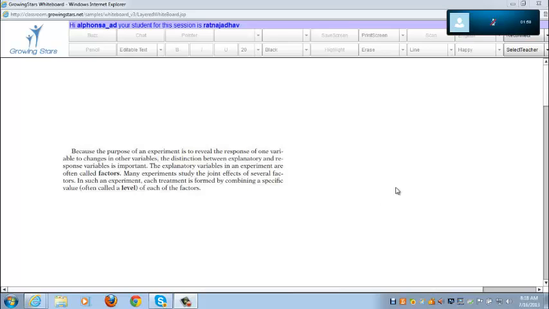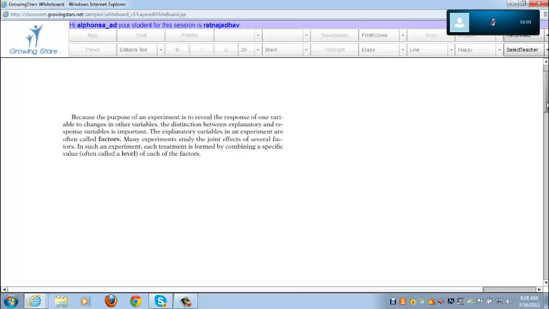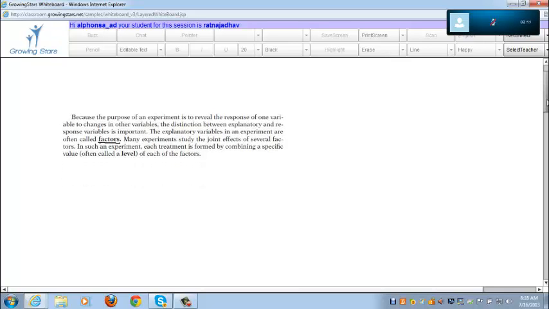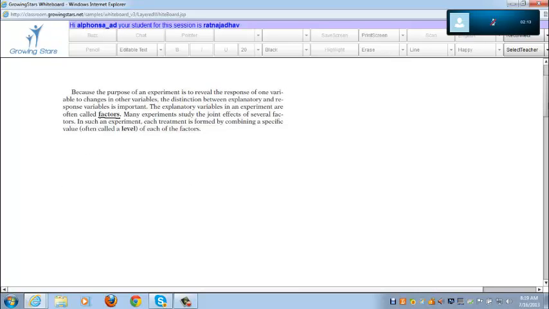Then the explanatory variables in an experiment are called factors. We used explanatory variable for x in linear regression; here, they are called factors. Many experiments study the joint effects of several factors. In such an experiment, each treatment is formed by combining a specific value, called a level, of each of the factors. So factors are the variables that cause the response.